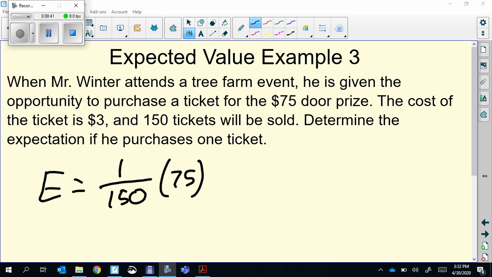And let's see, the cost is $3. So now we look at the rest of the time. He's not going to win. So that's 149 out of 150 times he will not win. If he doesn't win, then he is out his $3.